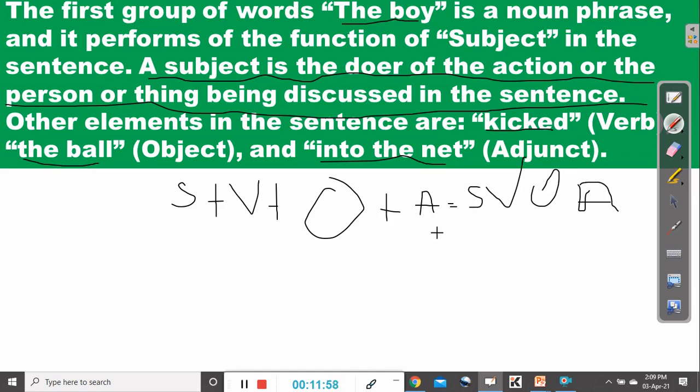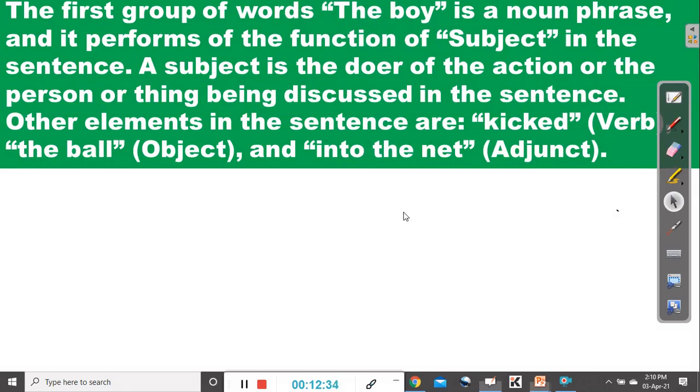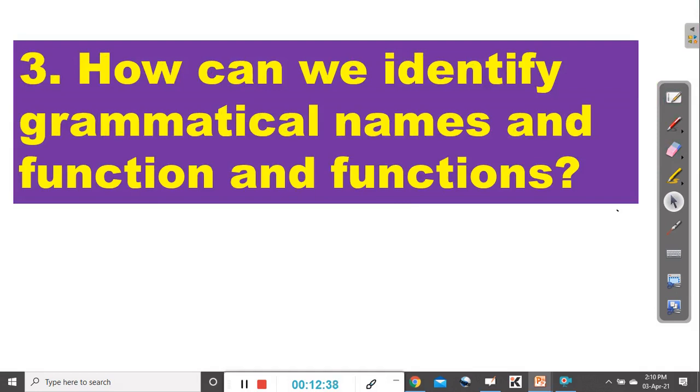All right, so that is the structure, and we have been able to look at how to name the grammatical structure, how to give it its grammatical name, and then how to identify the function it performs. And this is exactly the way it works. So we shall go ahead to look at other aspects of this very interesting topic. You will agree with me that it's really getting more and more interesting, and of course it is very important to learn aspects of English grammar if you are going to use it effectively. Now let's look at item 3 in our agenda. How can we identify grammatical names and function?